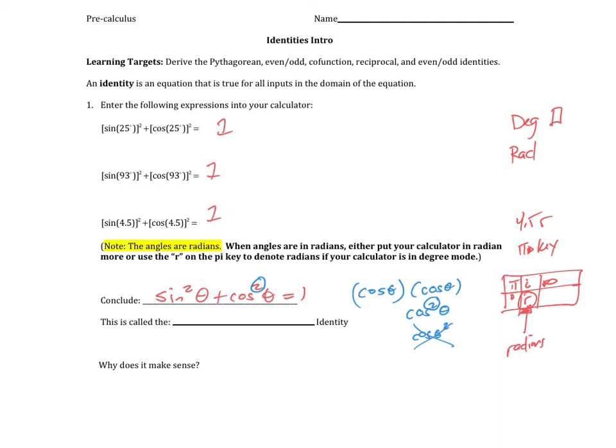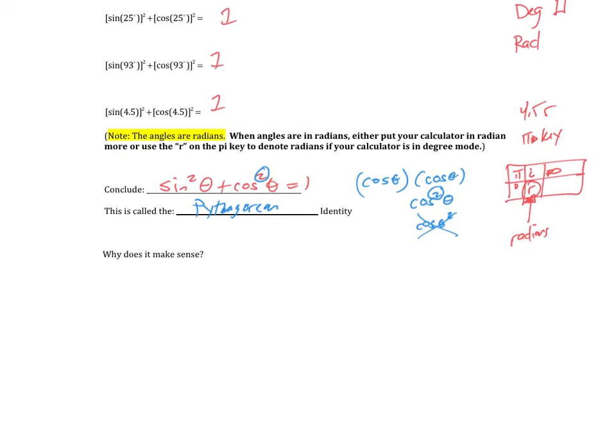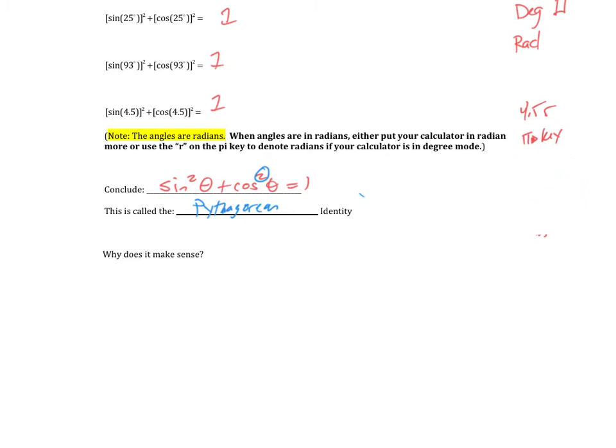Okay, and this particular identity is called a Pythagorean identity. And the reason it's called a Pythagorean identity is it comes from the Pythagorean theorem. And I'm going to show you why it makes sense right now. So if we think about the unit circle and what we know about that, because we spent a fair amount of time studying it, I'm going to draw a unit circle.